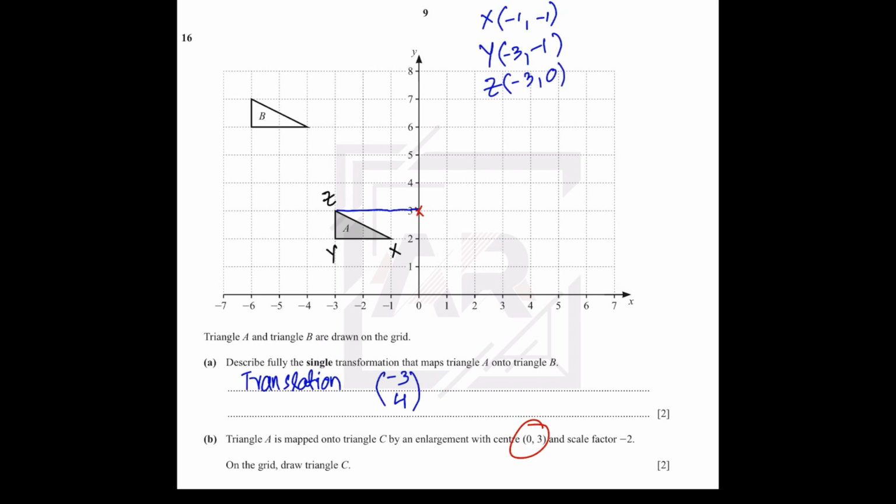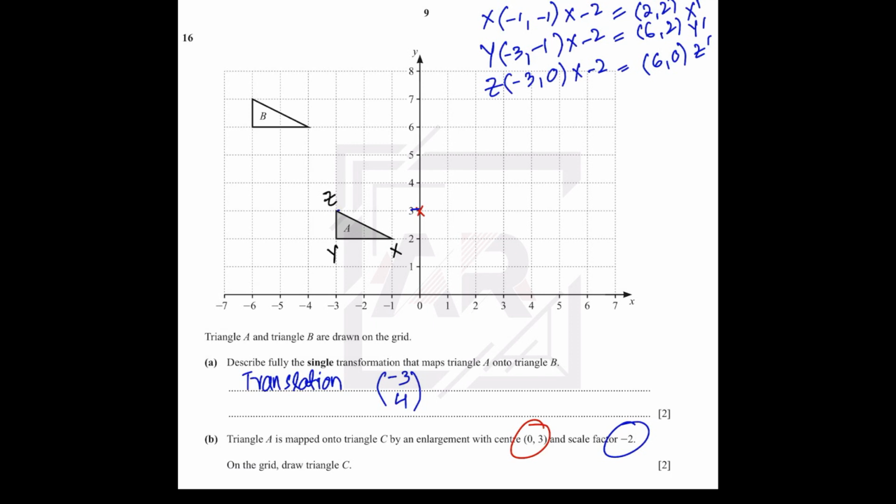Now that we have all the distances of the X, Y, Z vertices of triangle A, I'm going to multiply all these distances by the scale factor -2, which is multiply by -2, multiply by -2 and -2. So I've multiplied all the distances by -2, so it is going to be 2,2, and it is going to be 6,2, and it is going to be 6,0. So these are all the new distances from the center of enlargement, which we are going to plot right now.